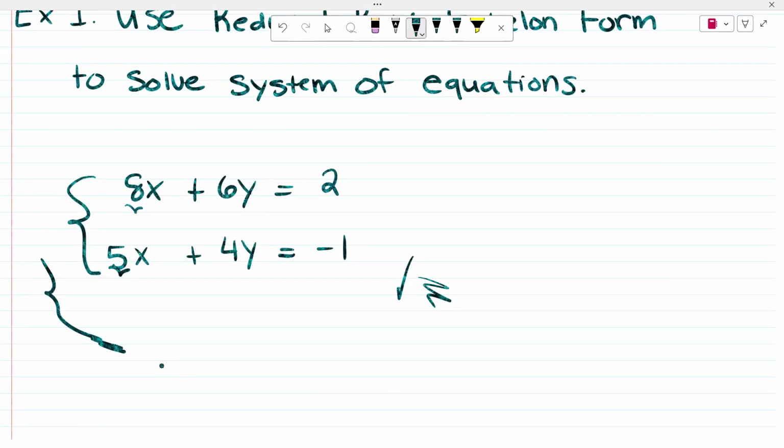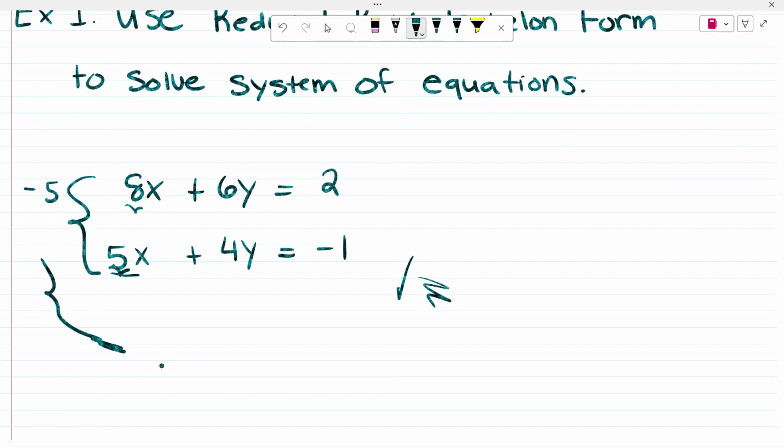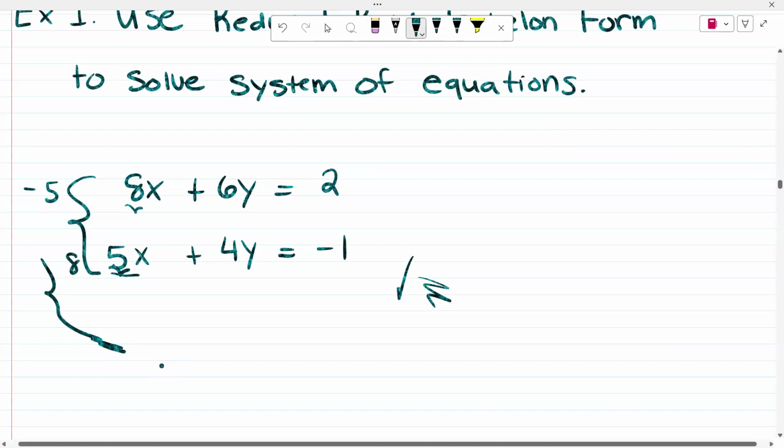Here we have 8x. Let's make that into a negative 40x. So what I have to do is multiply this by negative 5. And then on the other x, we have 5x. I have to make this into a positive 40x. So I'll multiply this entire equation by 8. Right? So now we're just doing elimination.